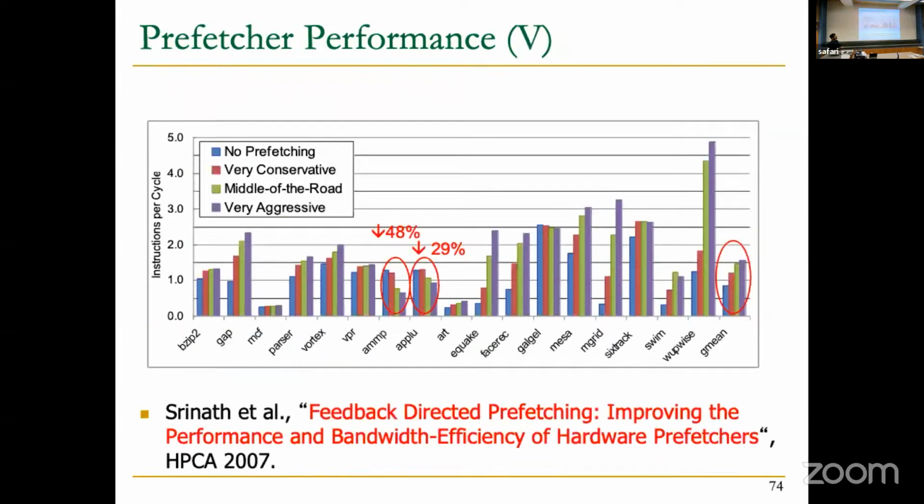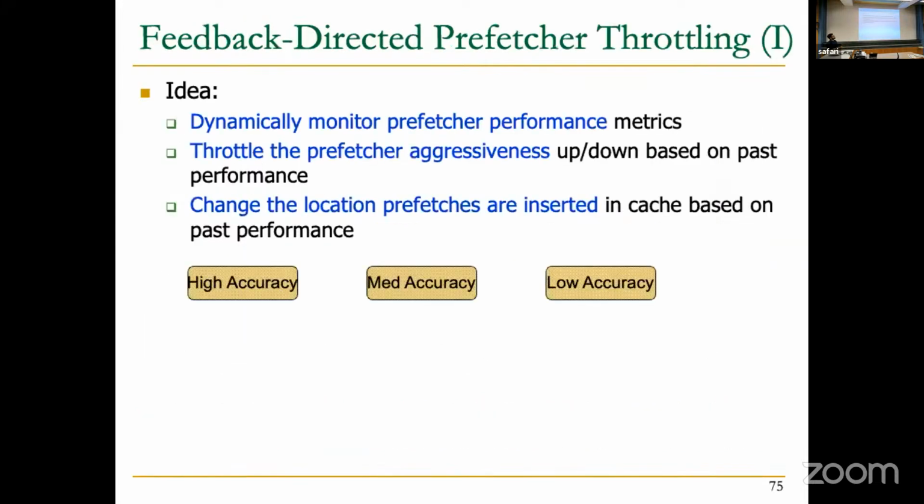So here is an example of what it means in terms of performance, right? As you can see, if you have no prefetching, very conservative, middle of the road, and very aggressive prefetching, on average, if you make it more aggressive, it's going to improve performance. But then you would see workload-wide variations. In this case, this workload is called AMMP, right? It has a 48% performance drop versus a no-prefetching system if you make it aggressive. So clearly, even if your general trends show that aggressive prefetching is better in general, that might not be best for each workload.